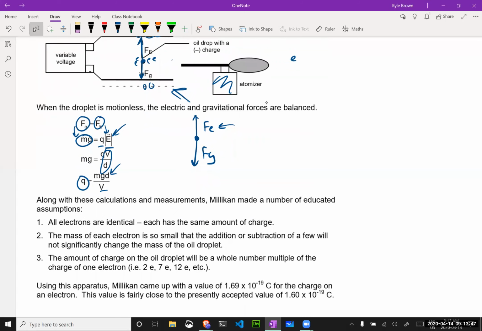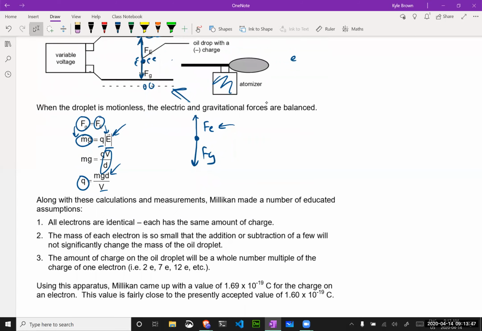So he said that all electrons are identical, so each has the same amount of charge, right? This is getting into that quantum mechanics stuff where there's a certain charge, and we know what that is now, right? That's that 1.6 times 10 to the negative 19 coulombs, that elementary charge that we know, but they didn't know that at the time.